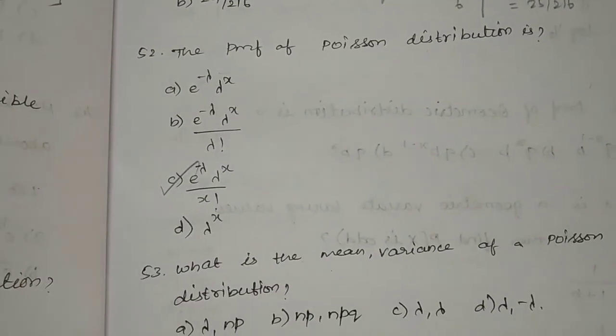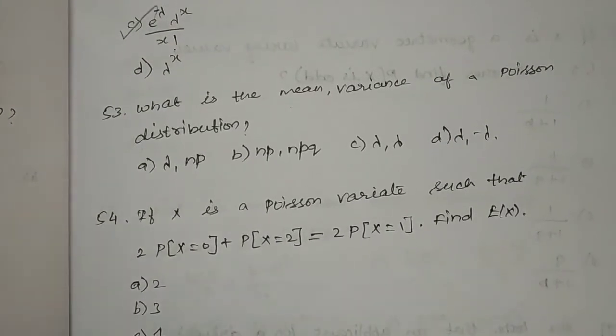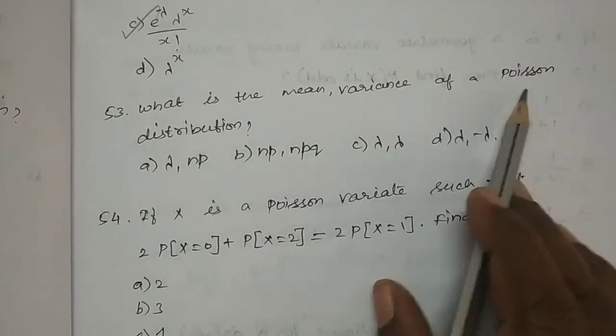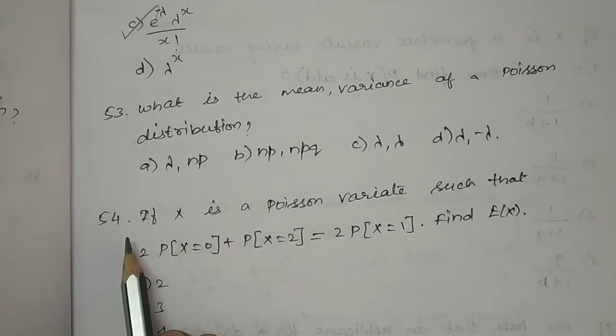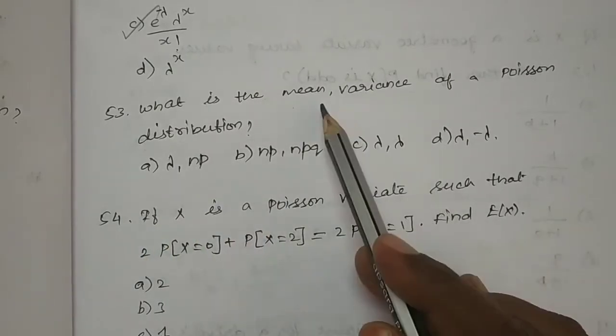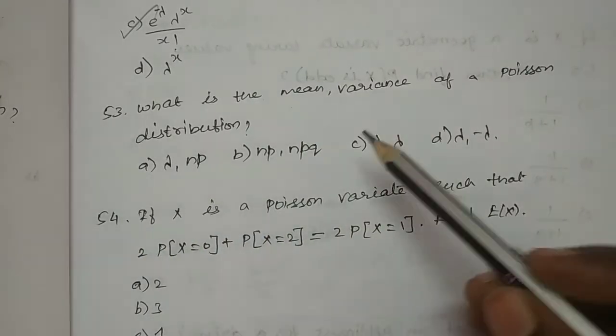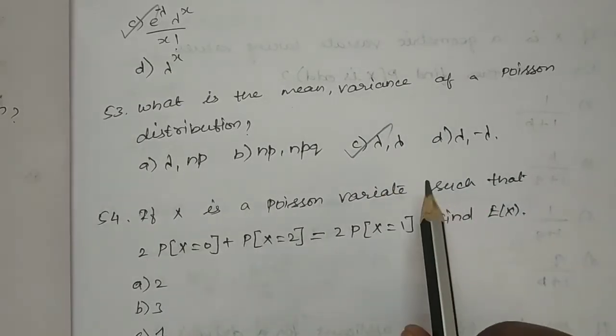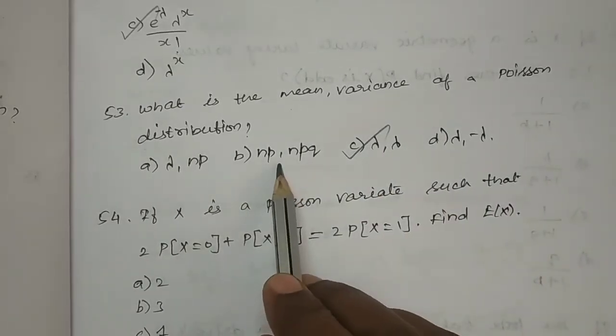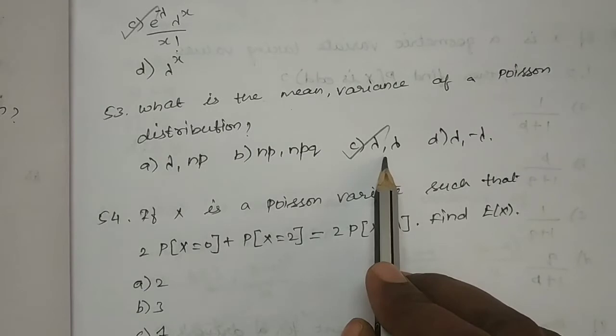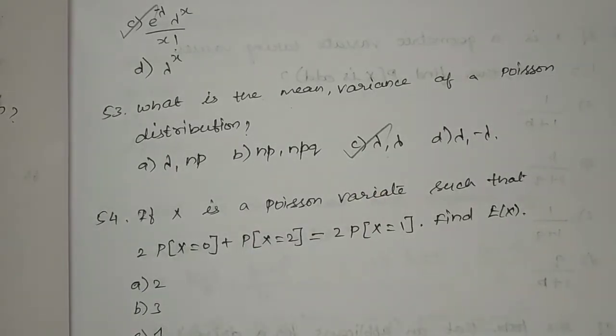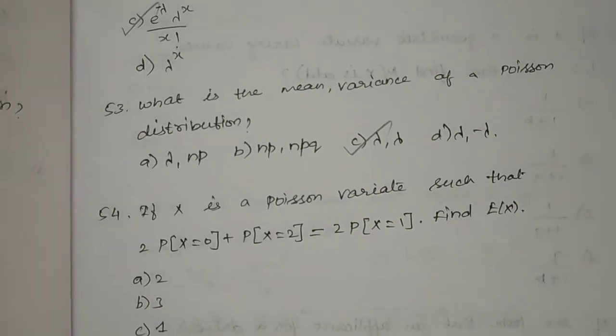Next question, what are the mean and variance of a Poisson distribution? For the Poisson distribution, both mean and variance have the same value, lambda. This is for binomial distribution. For Poisson distribution, mean and variance have the same value, lambda.